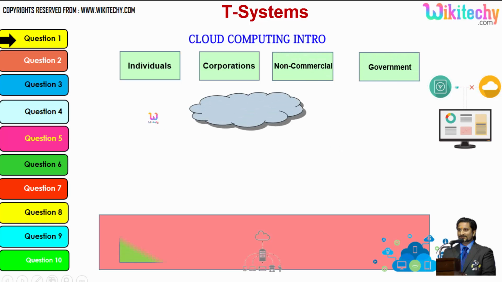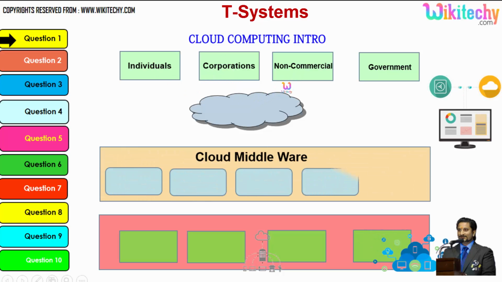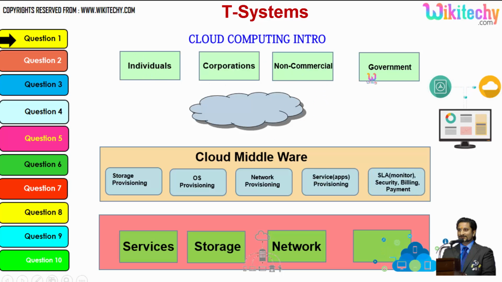Further, you are able to see there are different types of users: individuals, corporations, non-commercial people, and government. Any of these users are able to access services, storage, network or operating system via the cloud middleware. These are specialized software given by the cloud service provider to access the resources by the end users. This is how the cloud computing architecture is.